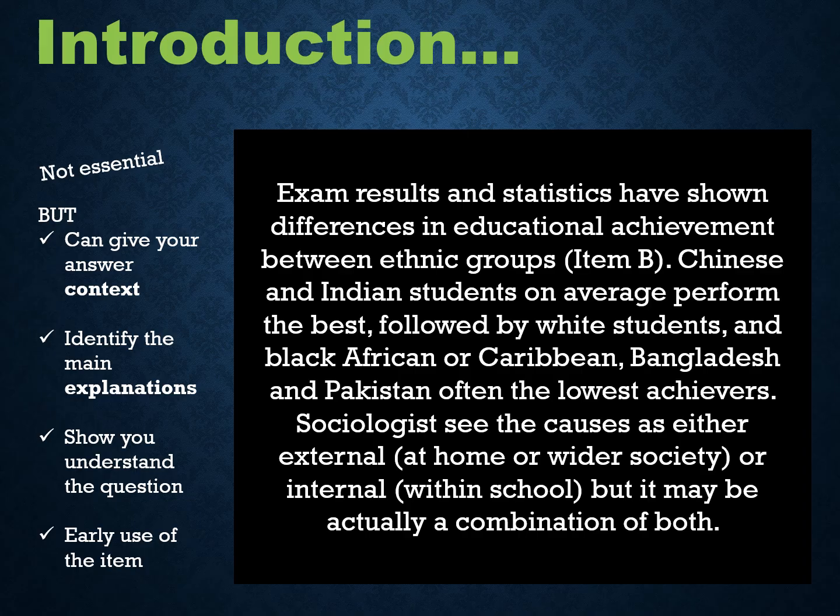It's not essential, but it is a really good way to start writing your answer, and it also maps out how you're going to answer this question. So this student starts off by just stating the achievement of the ethnic groups, and they basically just rank them. Chinese and Indian are the highest achievers, white students are on average, and the black African and Caribbean, Bangladeshi and Pakistani students are the lowest achievers, and they just recognise that this is caused by either external or internal factors, but also it could be a combination of both.